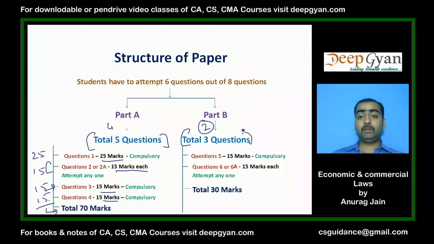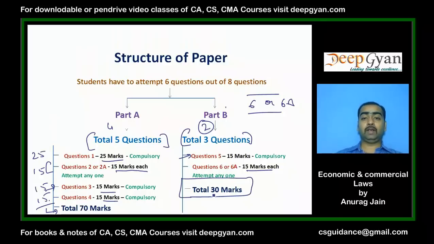Part B will be of 30 marks. Question number 5 will be of 15 marks, and this question is compulsory, right? Out of question number 6 or 6A, students will have to attempt any one question, either 6 or 6A, right? So here students will have an option. Both questions will be of 15 marks each, and students will have to attempt any one question out of 6 or 6A. In this way our part B is of 30 marks, right?